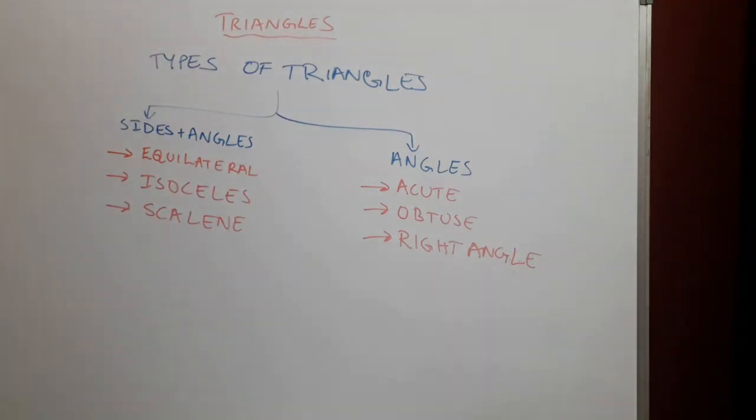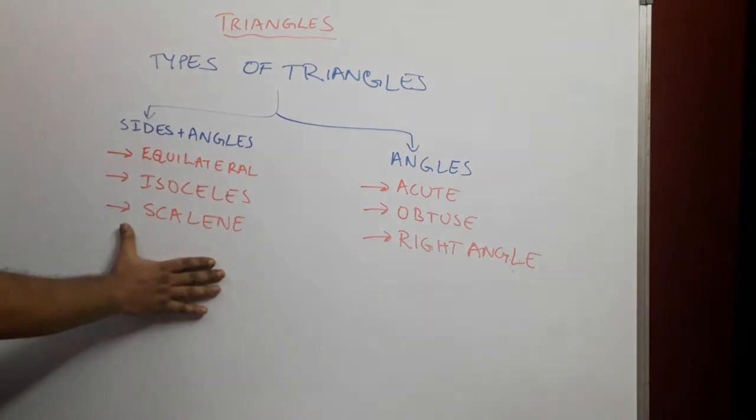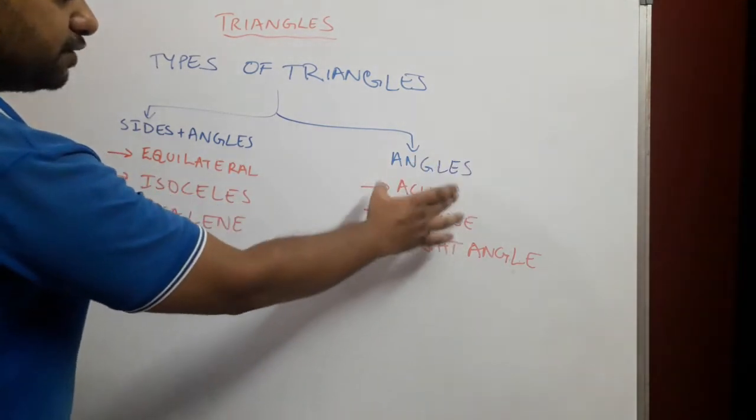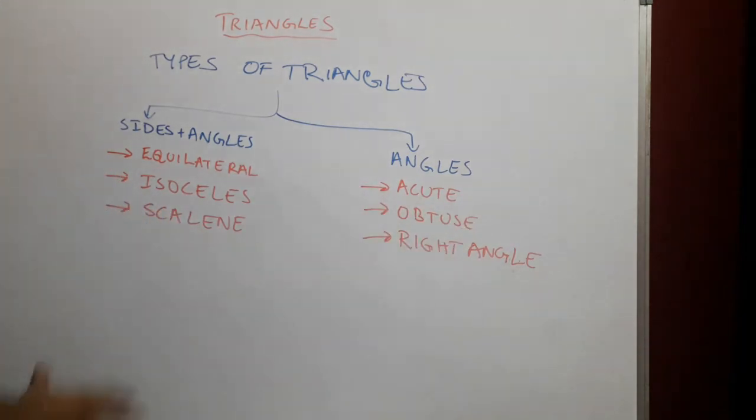So based on whether it is sides and angles or just angles, we have three different types under each one. You have equilateral triangle, isosceles triangle, and scalene triangle. These are based on the sides and angles, whereas if you look at only angles, then you have acute, obtuse, and right angles. So this is a way of classifying them.